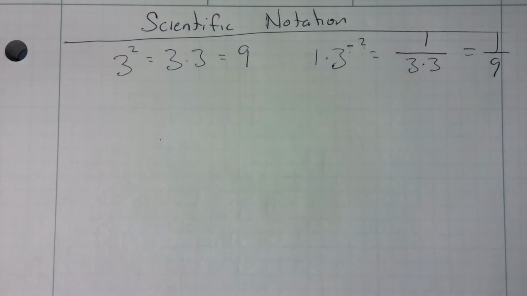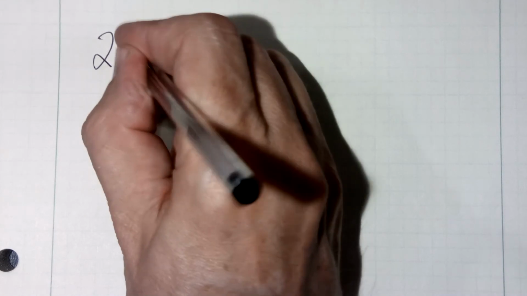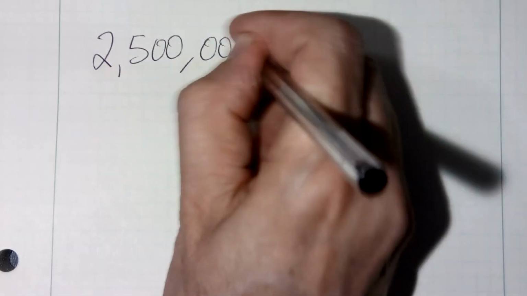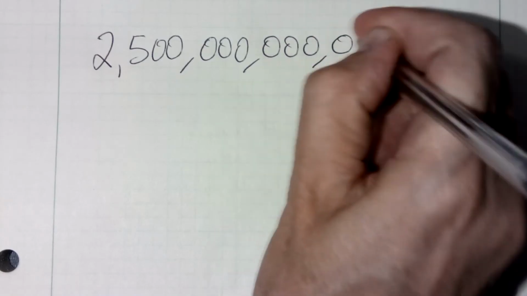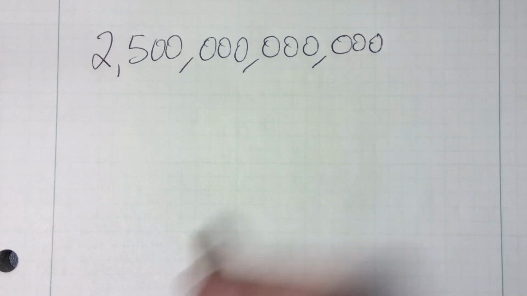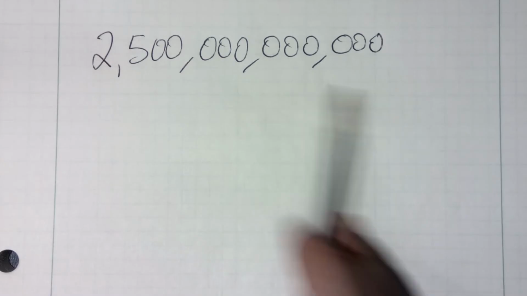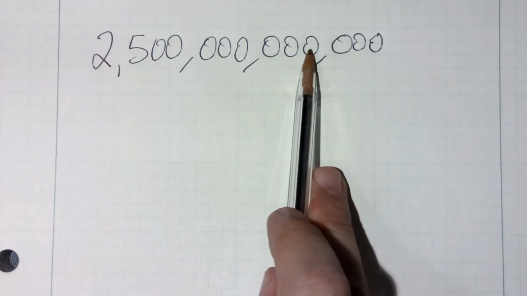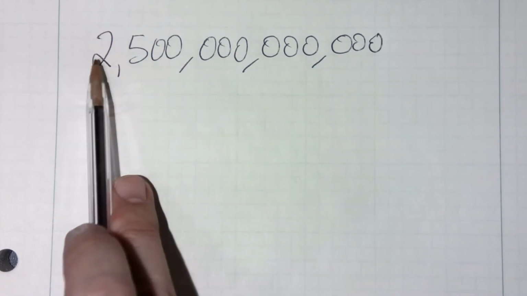Let's do an example. If I give you the number 2,500,000,000,000, that's a lot of zeros to write. If I ask you to write that number a bunch of times, that just takes a long time to write all those zeros, to write the hundreds and the thousands and the millions and the billions and the trillions.